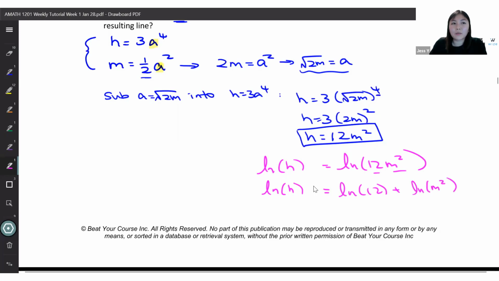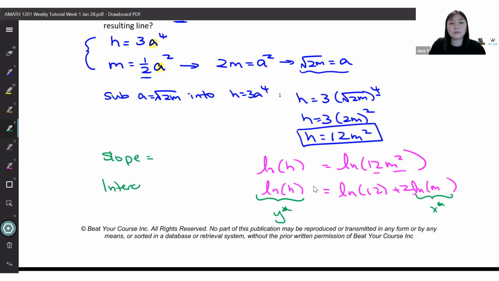But I'm going to use that trick where I bring the square, the exponent, down, because that's another ln rule, right? I'm going to bring it up to the front. And now we have our new equation, quote unquote. This is our new y. This is our new x. So we have y equals mx plus b, a straight line, okay? And we can pick out what the slope and the intercepts are. So the slope is the number in front of our x variable, so that's the number 2. And the intercept is the number that's by itself, so that's the ln 12.